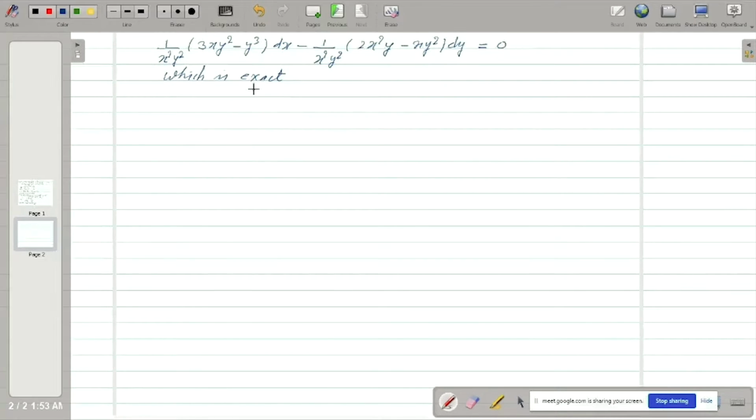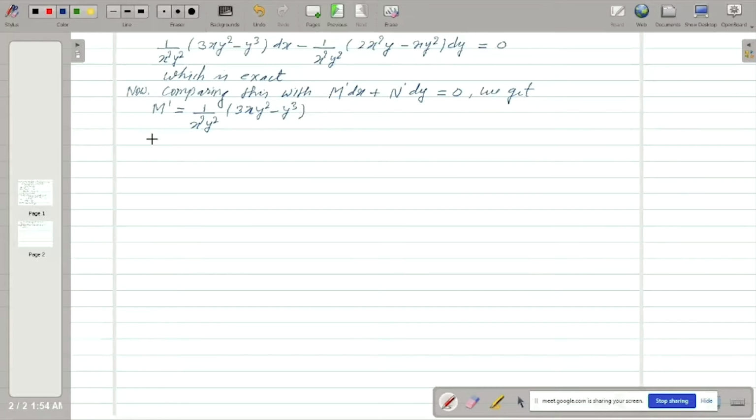Now comparing this with the standard form, M dash dx plus N dash dy equal to 0, we get M dash equal to the first part, 1 upon x square y square into (3xy square minus y cube), and N dash will be 1 upon x square into y square, minus sign here first, then (2x square y minus xy square).